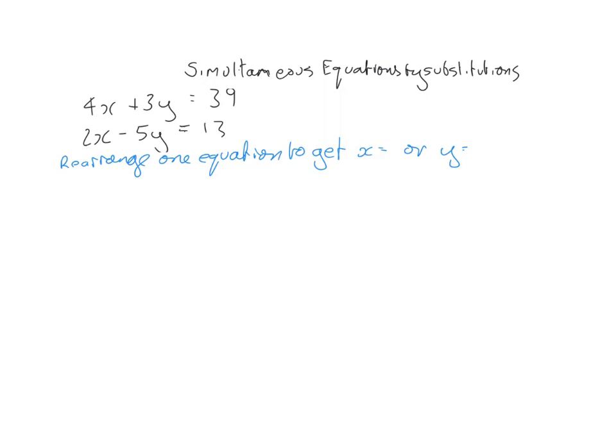Okay, so I'm going to rearrange the bottom equation to get x equals. So the first thing that I'm going to do is get 2x on its own. What have I got to do to get 2x on its own? I've got to add plus 5y.